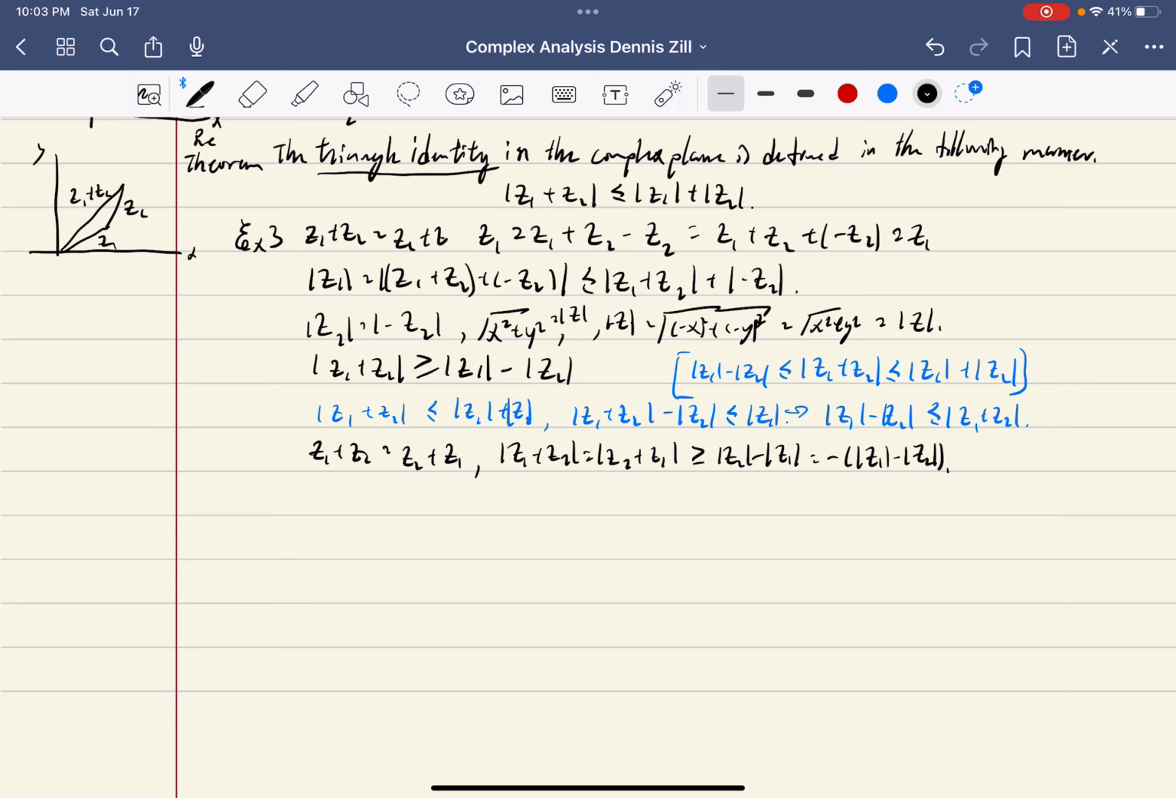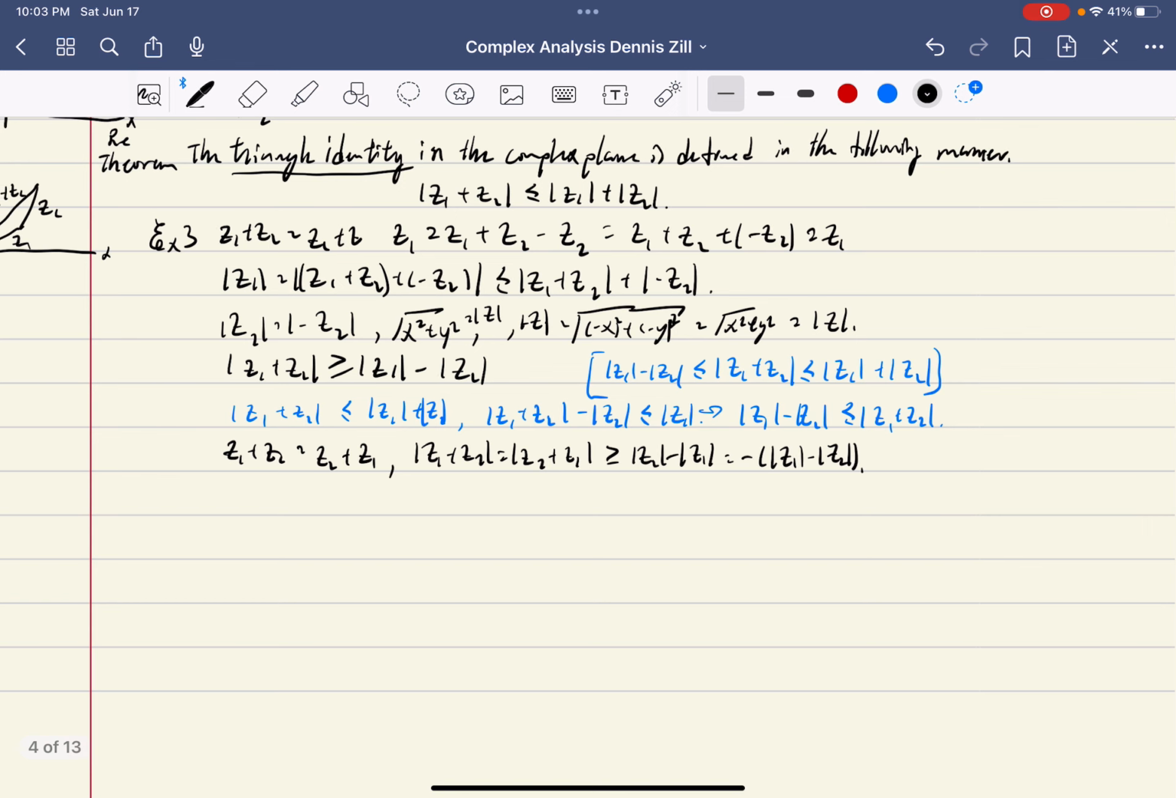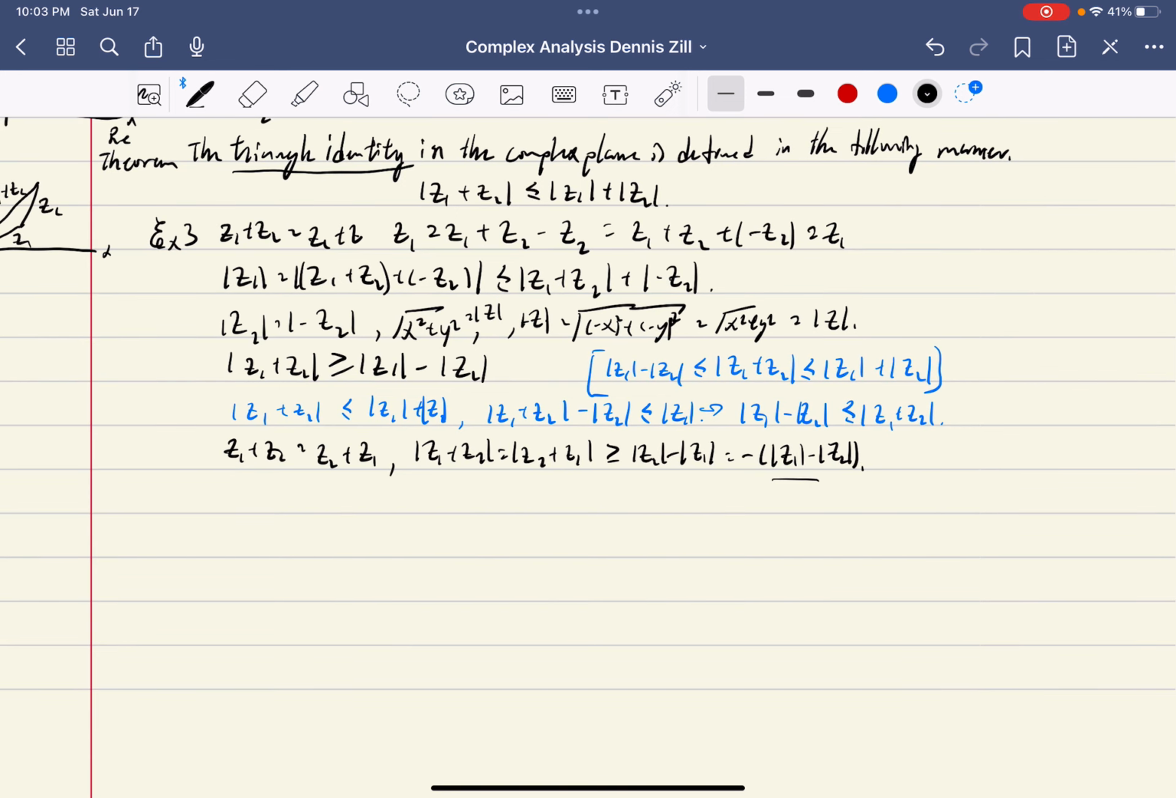Right? Well, this implies, because they are equal, and this is big, and because this is bigger than this, we say this implies z1 plus z2 is greater than the absolute value of the difference, z1 minus z2, the modulus of it. Right, the difference.